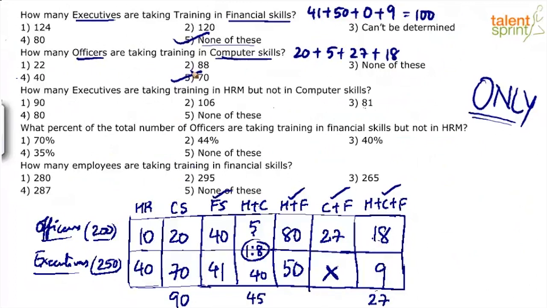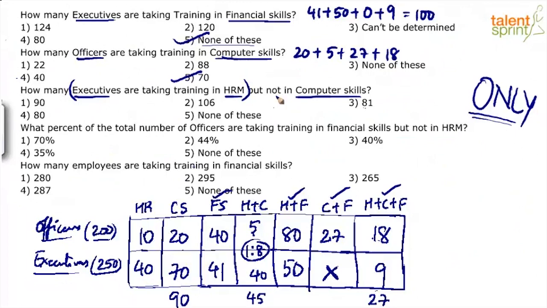Right? Next question. How many executives are taking training in HRM but not in computer skills? Now this is important. What do you mean by this? Again, focus on this part. How many executives are taking training in HRM? What will you count? 40 plus 40 plus 50 plus 9.